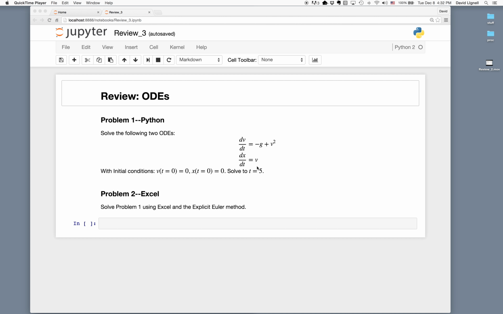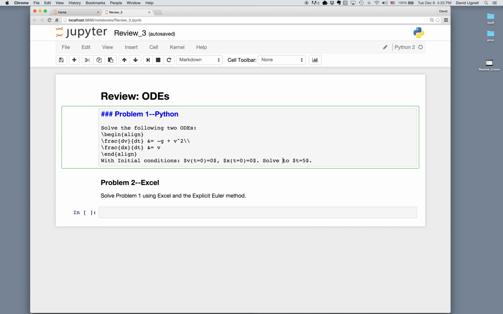The first thing that we have to do for this problem is recognize that we need to put it in a vector form. So we'll call our unknown y, and then y0 will be v, and y1 will be x. And then it's a function of these rates, and the first rate, rate 0, will be minus g plus v squared, where v again is y0, and the second rate, rate 1, is v, which is y0. So we show this here. We're going to solve it to t equals 5, and then we'll plot up the results.